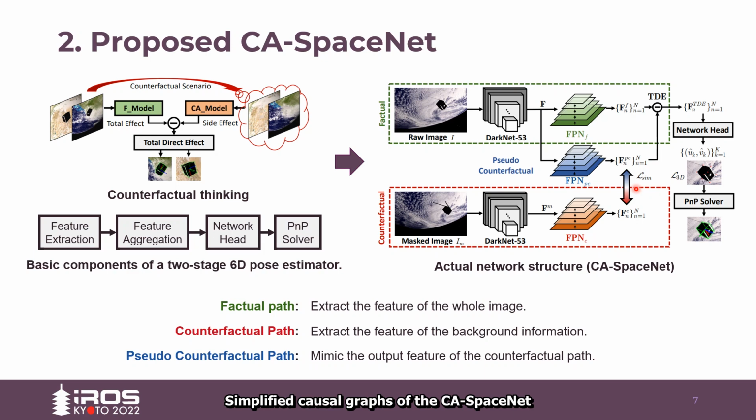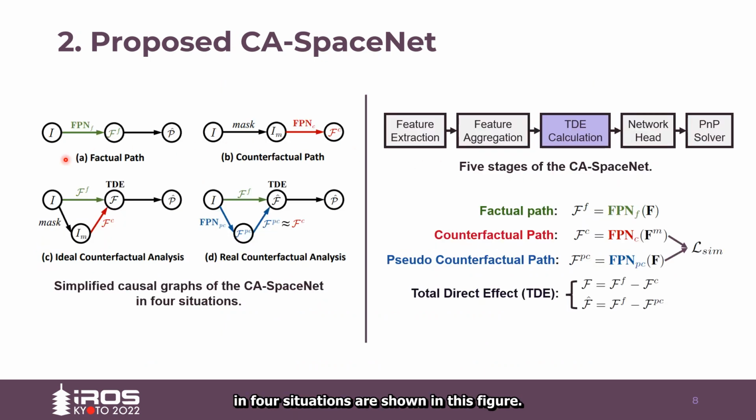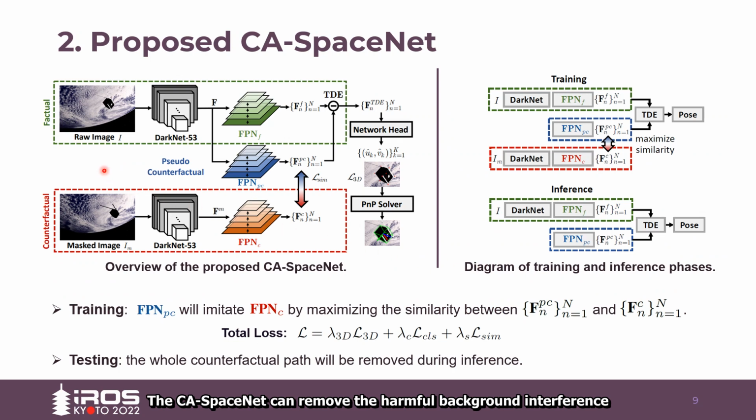Simplified causal graphs of the CA-SpaceNet in 4 situations are shown in this figure. These figures clearly illustrate the principles behind the causal reasoning. After obtaining these features by 3 paths, the total direct effect can be calculated by subtracting the side effect from the total effect. The CA-SpaceNet can remove the harmful background interference from factual features and generate accurate pose results, which cannot be easily identified by traditional models.